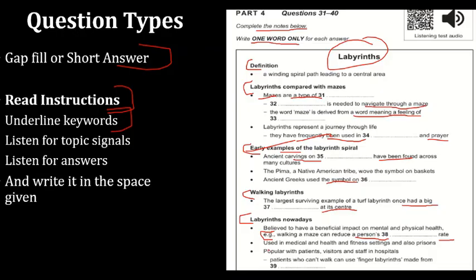Likewise, over here, if you see that they are talking about popular with patients, this one is unique. Everything is in quotation marks, so they will definitely mention it. It's in quotation marks, and you can't paraphrase it. That's what it means. So you just be looking out for that. And if you hear that, and the sentence says, patients who can't walk can use finger labyrinth made from something. So that's how it is.